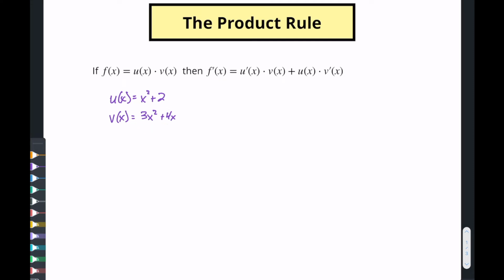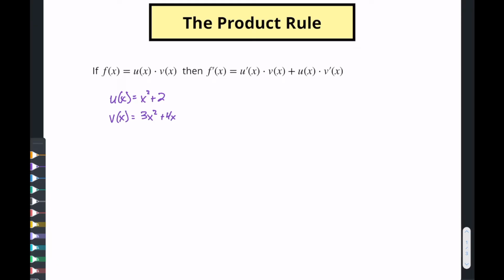And that derivative says take the derivative of u, so take the derivative of your first function, times the original of your second function, plus the original of your first function times the derivative of your second function. Normally I would like to go through that whole process, but that's going to be a whole video in and of itself. So we're just going to cut right to the chase and see how we apply this idea. So let's take a look at an actual example.